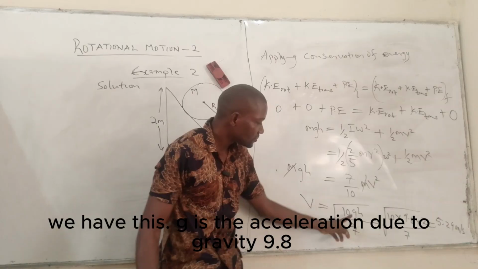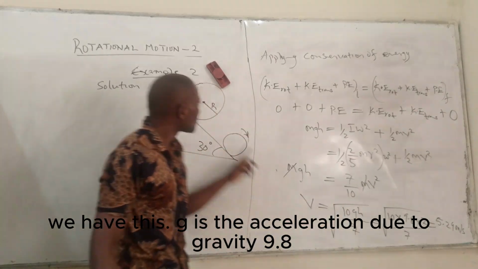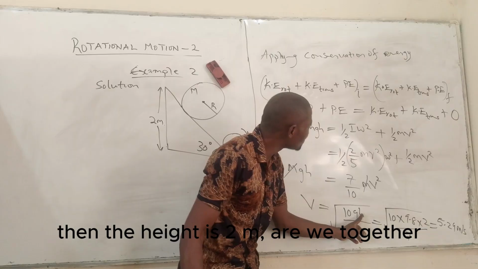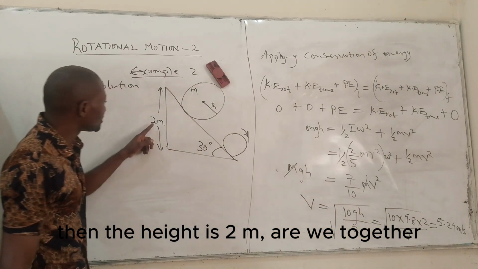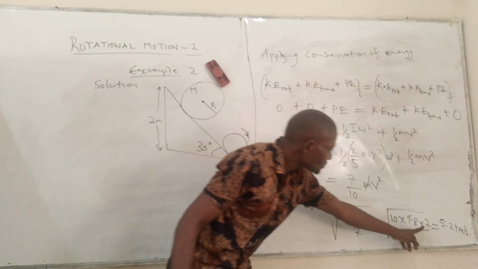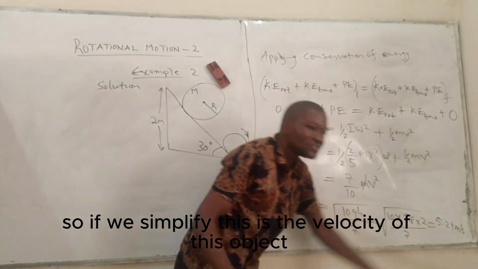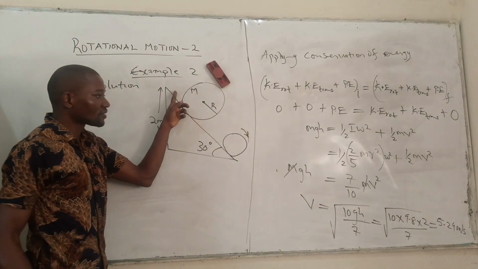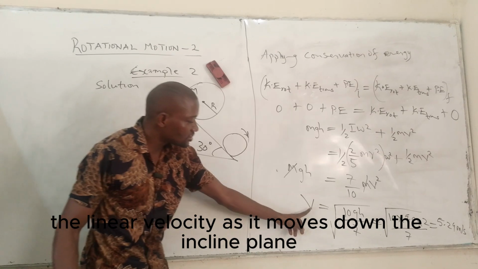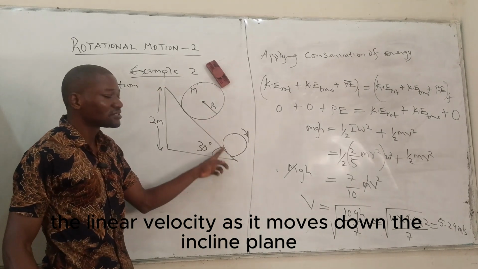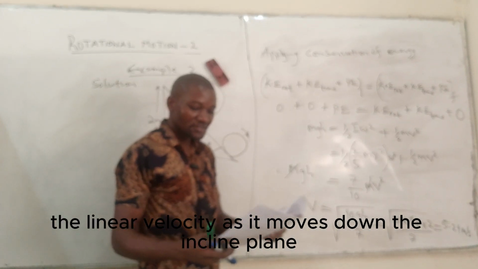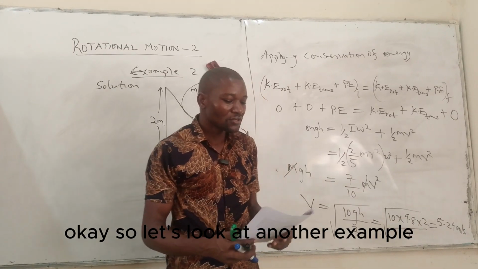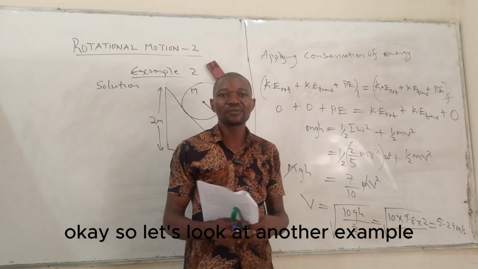We have this. G is the acceleration due to gravity, 9.8. Then the height is 2 meters. Are we together? So if we simplify, this is the velocity of this object, the linear velocity as it moves down the inclined plane. I hope that is taken. Hope it's not difficult. Okay, so let's look at another example.